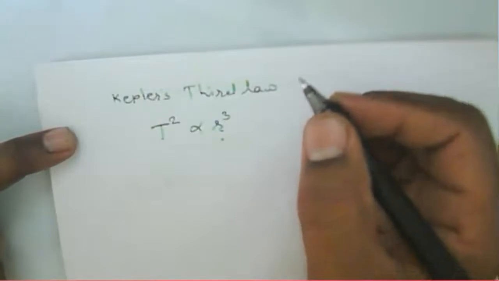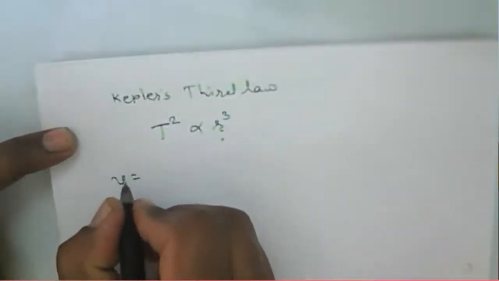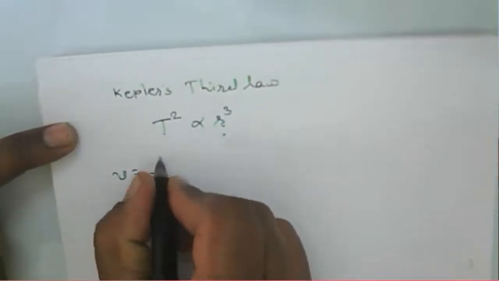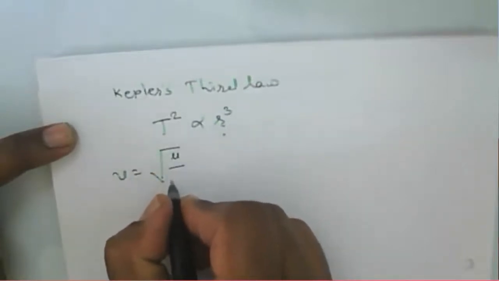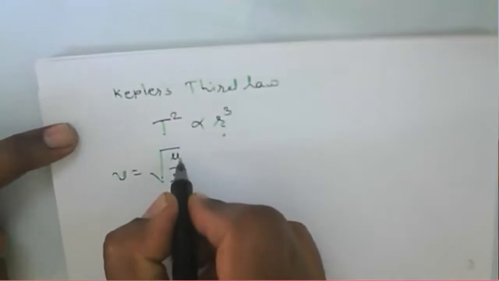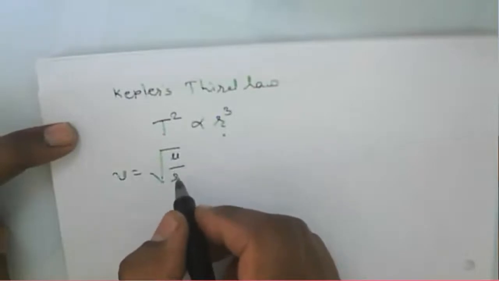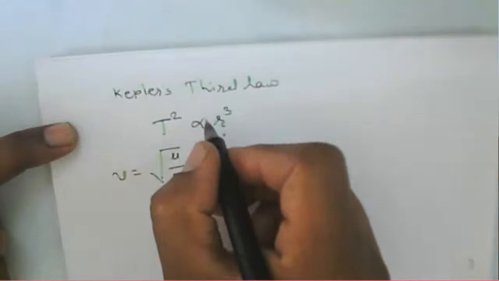So now we know the velocity of a satellite. Earlier we wrote that equation, and the velocity of the satellite is nothing but what we can write here: the square root of mu by r. Here mu is a constant for the gravitational GM, and r is the radius.